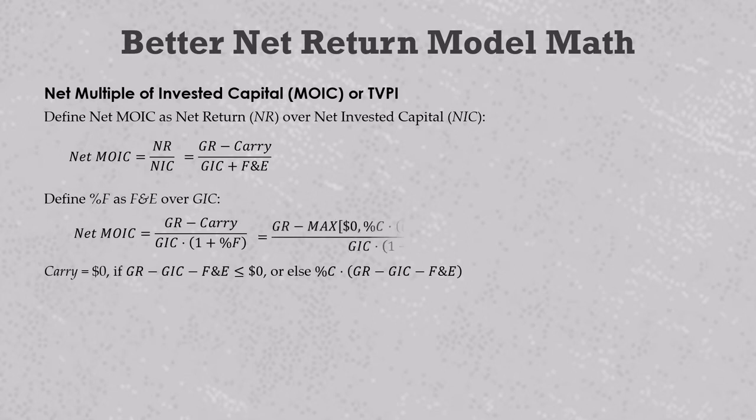If we plug carry into the formula above, the numerator will look like this. The max function there, that's what gives us conditionality. It makes sure that there's no carry if a deal does not return more than gross invested capital and fees and expenses. Technically, it's a bit more complicated than this.